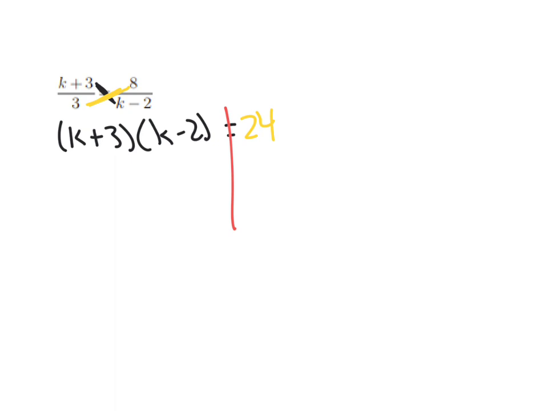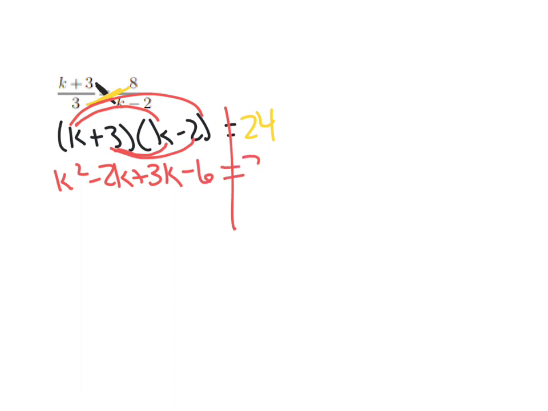So we're going to FOIL, we're going to distribute twice. So we're going to say k times k is k squared. K times negative 2 is negative 2k. Then we're going to distribute the 3 to each. So 3 times k is 3k, and 3 times negative 2 is negative 6. Bring down the equals 24.